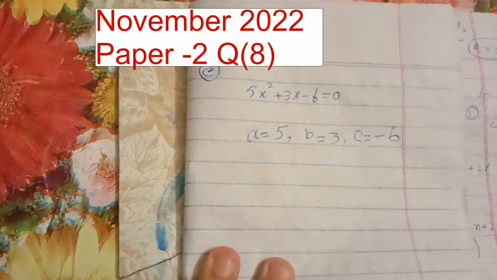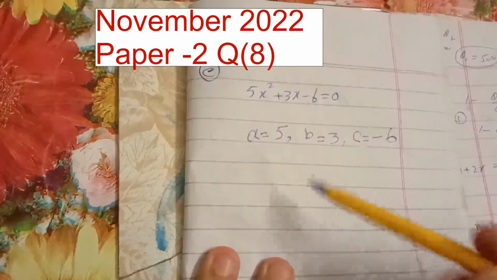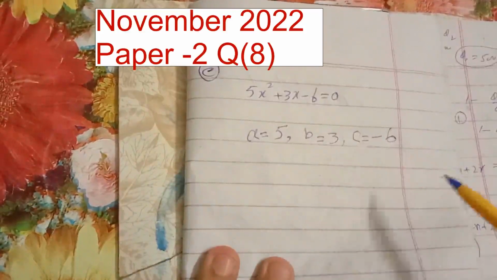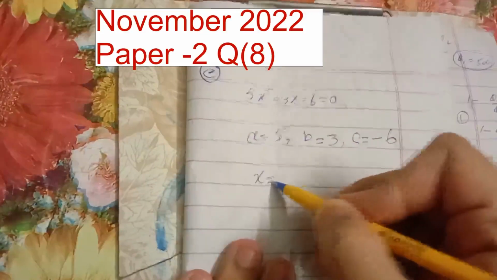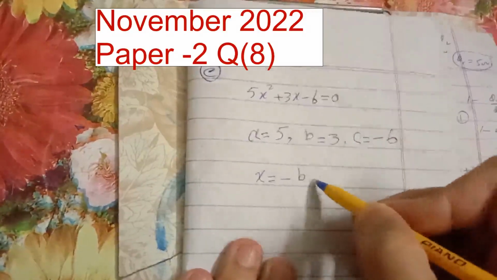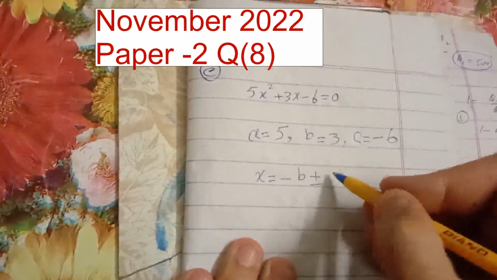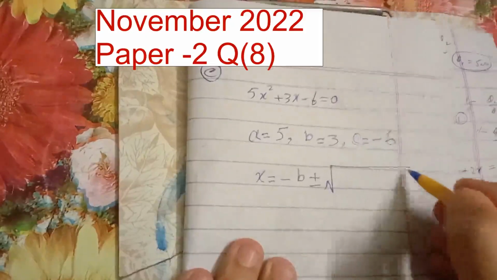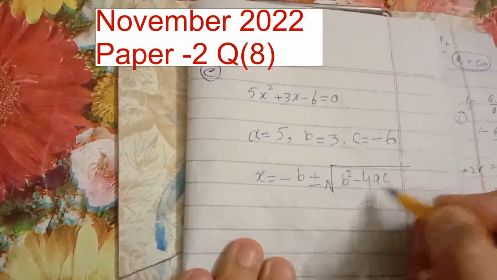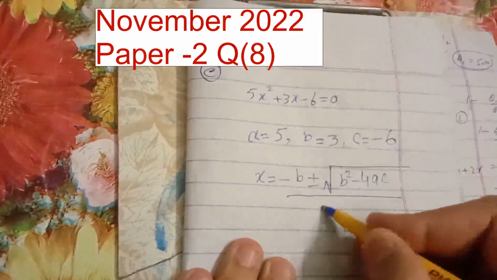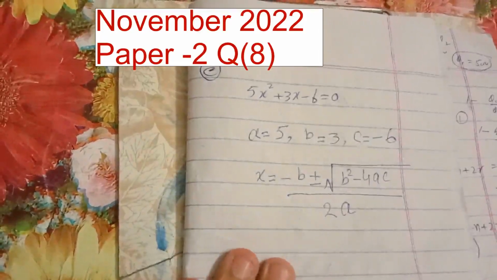You compare it with the standard form of the quadratic equation, and we get the coefficients a, b, c equal to this. Then we have the quadratic formula: x is equal to minus b plus minus under the root sign b square minus 4ac whole divided by 2a. This is the quadratic formula.